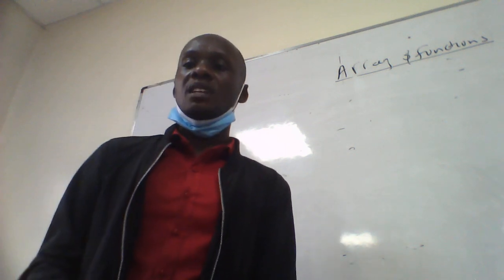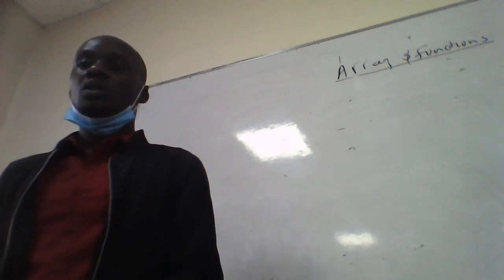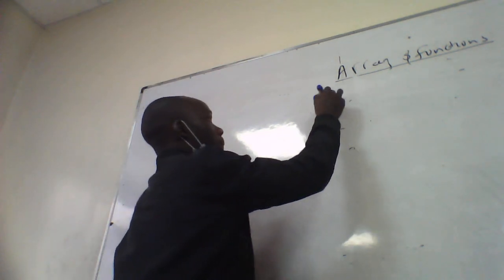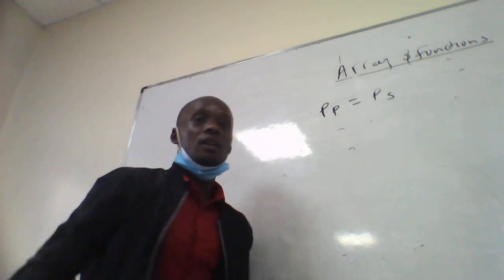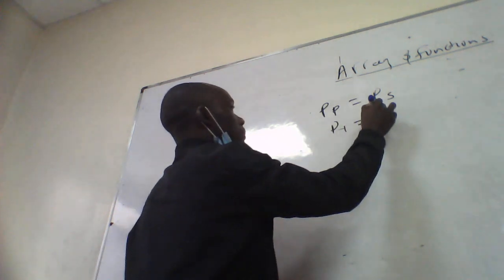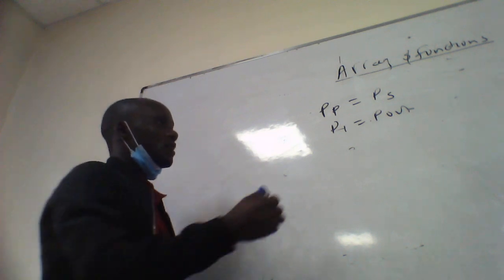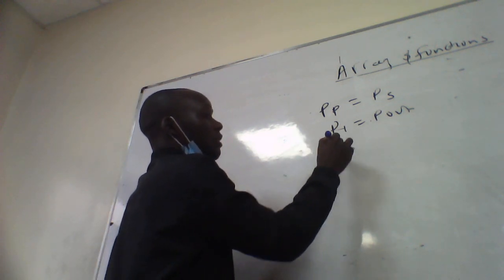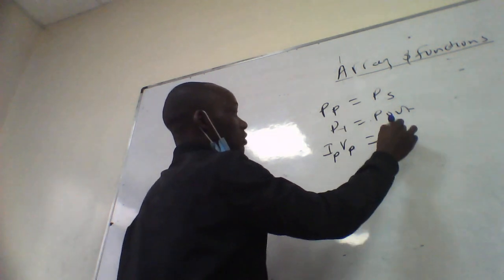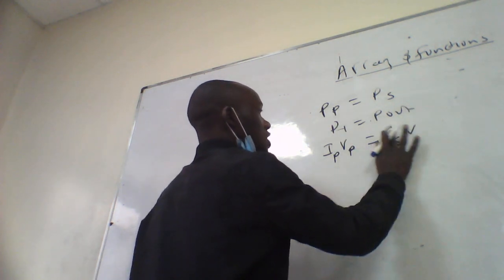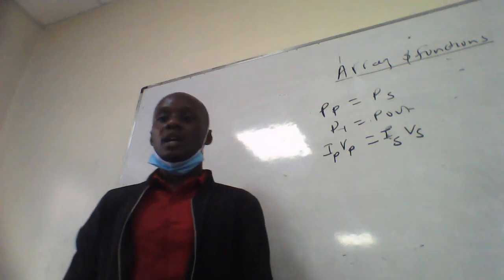For any ideal transformer, the input power is always equal to the output power. Power in, or power on the primary, is equal to power on the secondary, or P in is equal to P out. And you know very well power is equal to current of the primary winding times voltage of the primary winding, which is the same as current of the secondary winding times voltage of the secondary winding. So that's how we can come up with that.